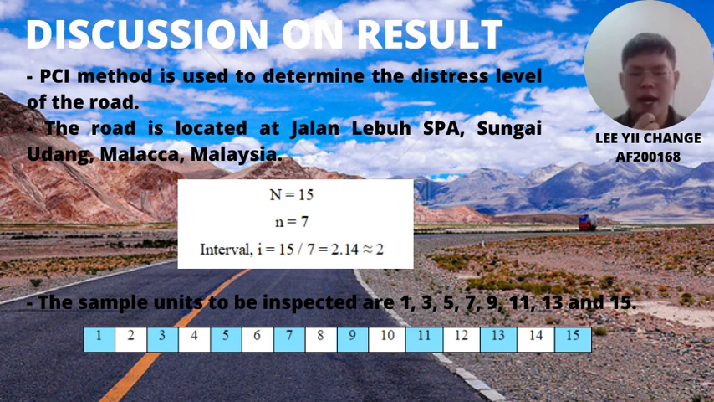First of all, the PCI method is used to determine the distress level of the road located at Jalan Lebu Spar, Sungai Udang, Melaka, Malaysia. A 1 kilometer road was divided into 15 sample units, and 8 sample units are to be inspected. The sampling interval is 2.14, rounded off to 2. Hence, the sample units to be inspected are 1, 3, 5, 7, 9, 11, 13, and 15.